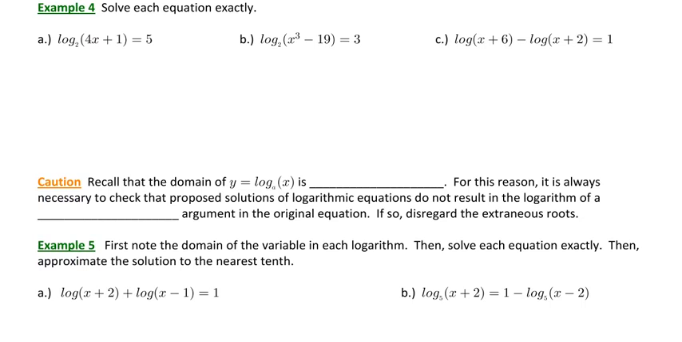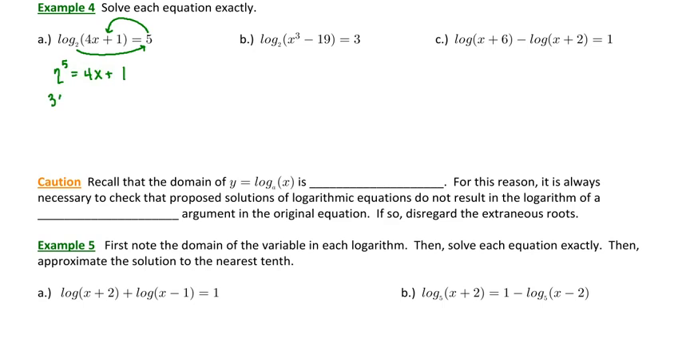Solve each equation exactly. We have log base 2 of 4x plus 1 equals 5. Our goal is to solve for x. First of all, our logarithms are already collected on one side, and it's condensed into a single logarithm. So we're going to begin with step 3, that is convert to exponential form. So we're going to take the base, raise it to the exponent on the other side of the equals, and set it equal to our argument. So this becomes 2 to the 5th power equals 4x plus 1.